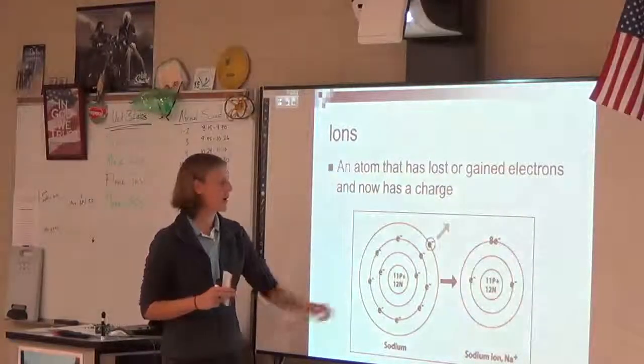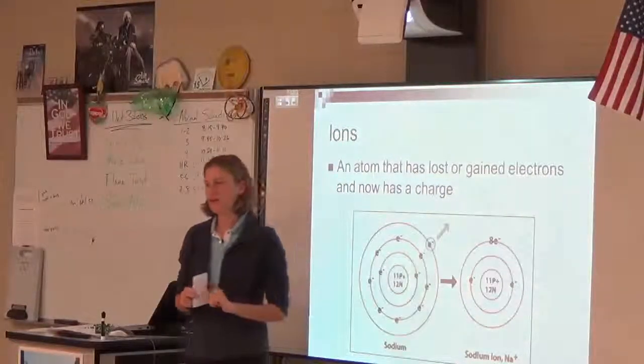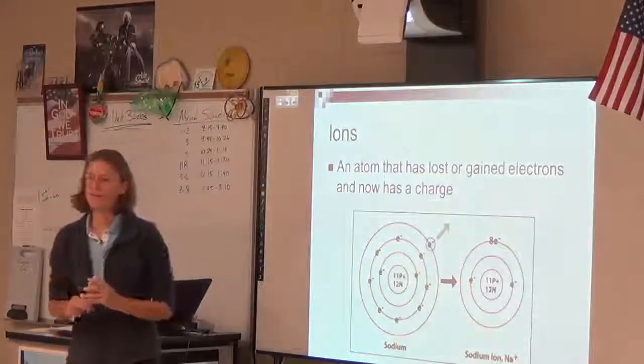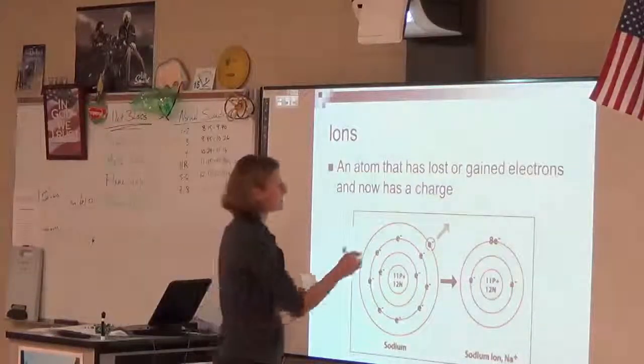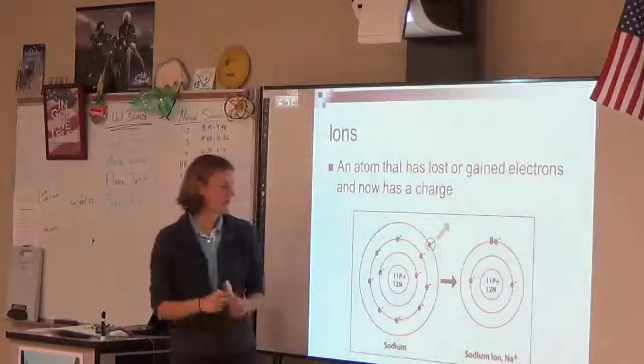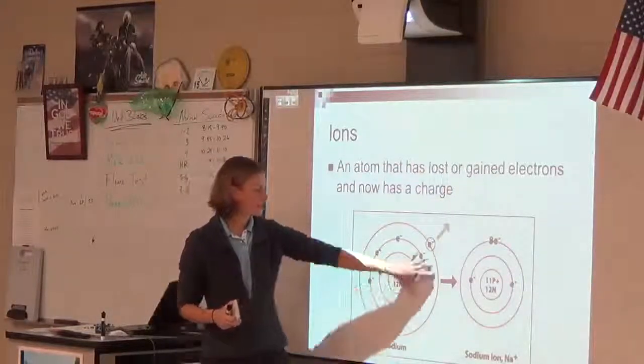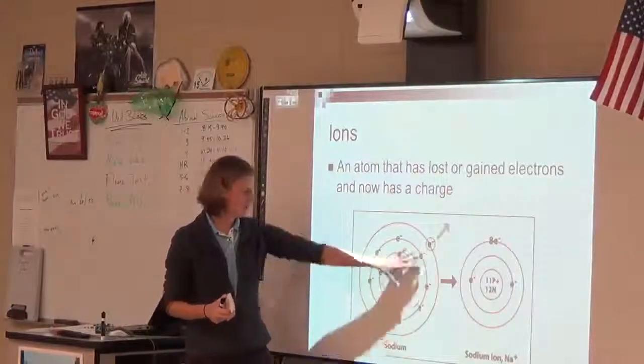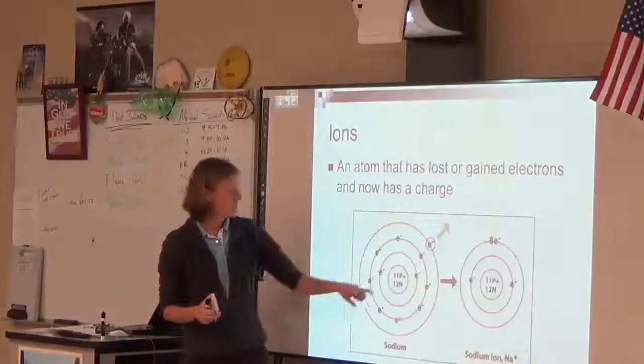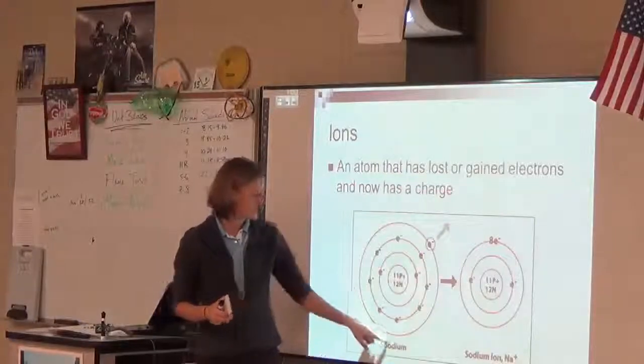Now we're going to talk about how electrons can change, and that will create a different charge for an atom. If you have gained or lost electrons in an atom, that's called an ion. So here's an example of sodium. Lovely Bohr model for us. How many electrons are on this outer ring?